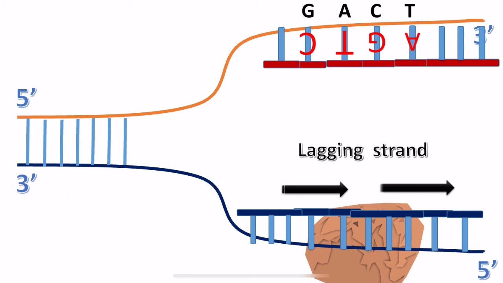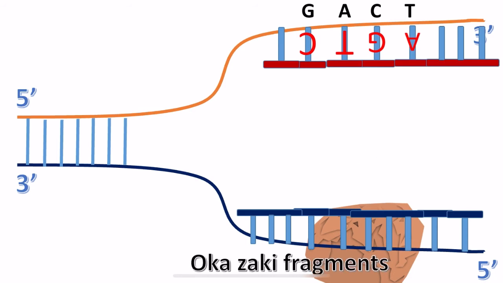So the short segments will form here as the lagging strand, and these segments are called Okazaki fragments, named after the Japanese scientist Okazaki, who discovered them.